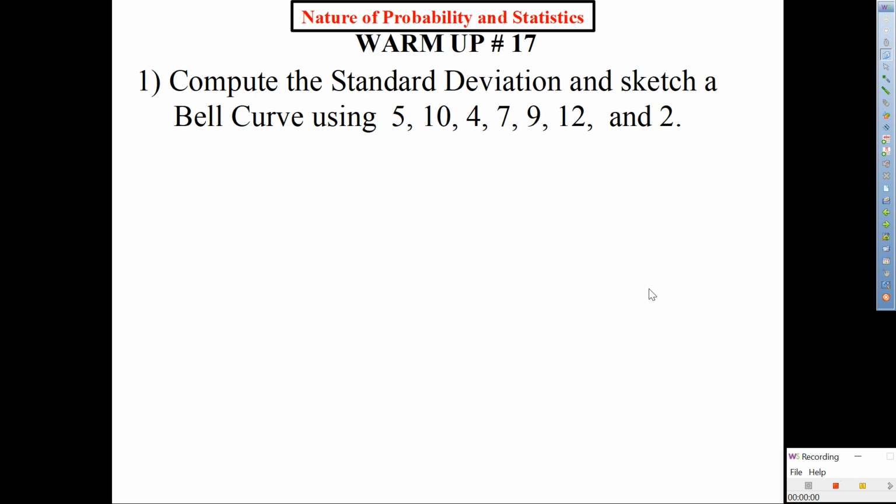Warm-up number 17 is on the screen. By now, we should be experts at standard deviation, yeah? All right, so let's get cracking. Then we'll continue from there.